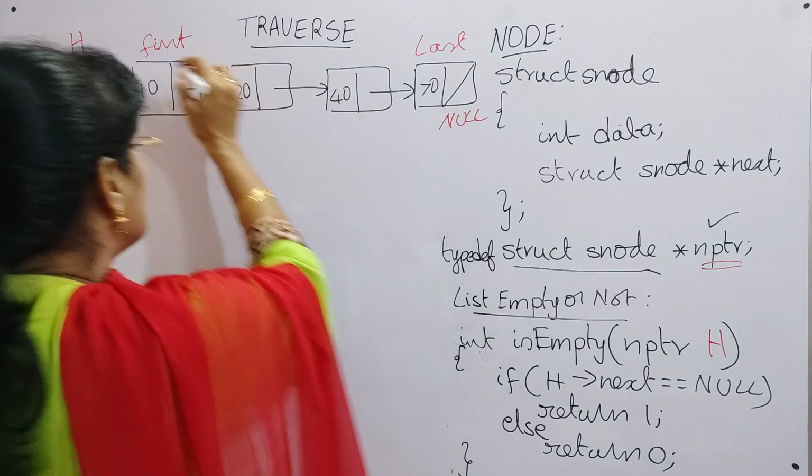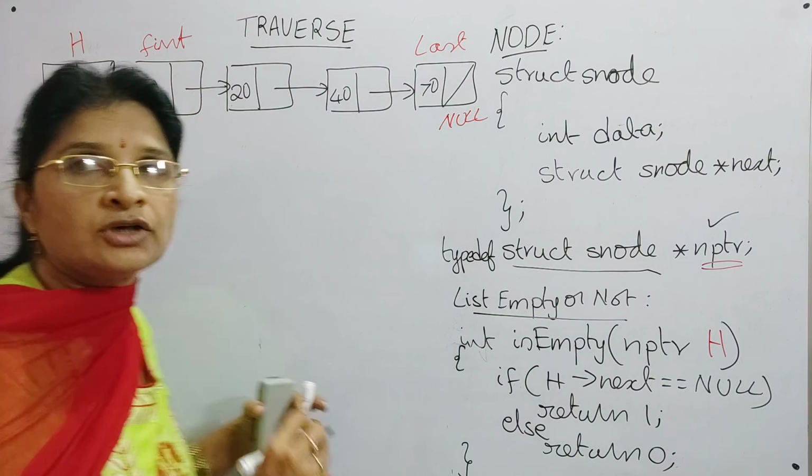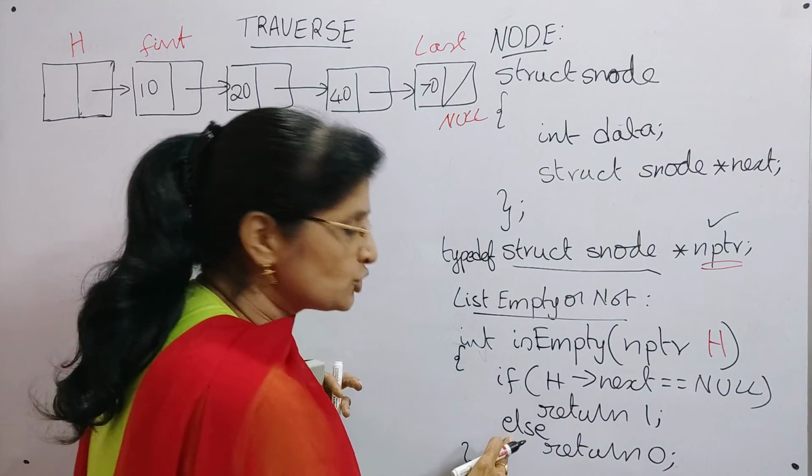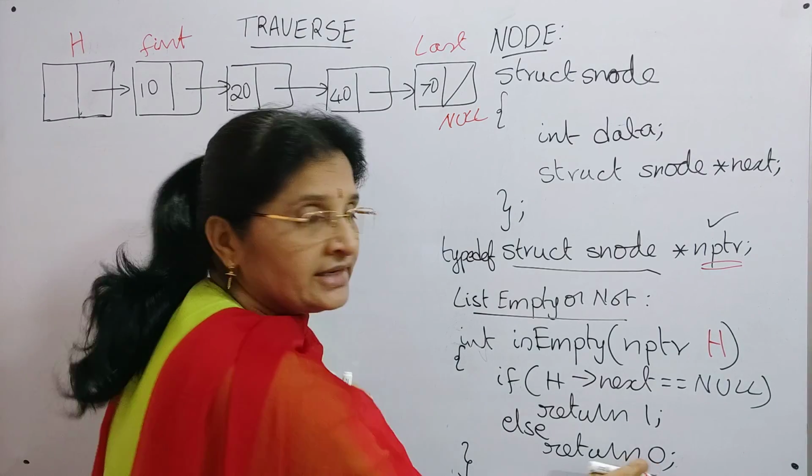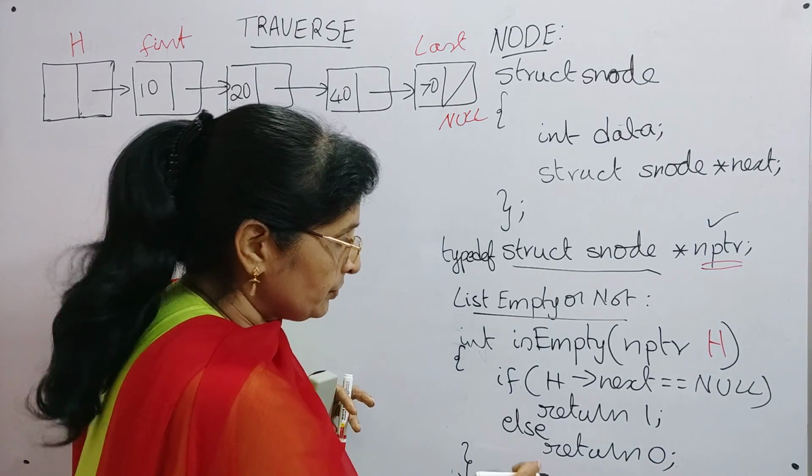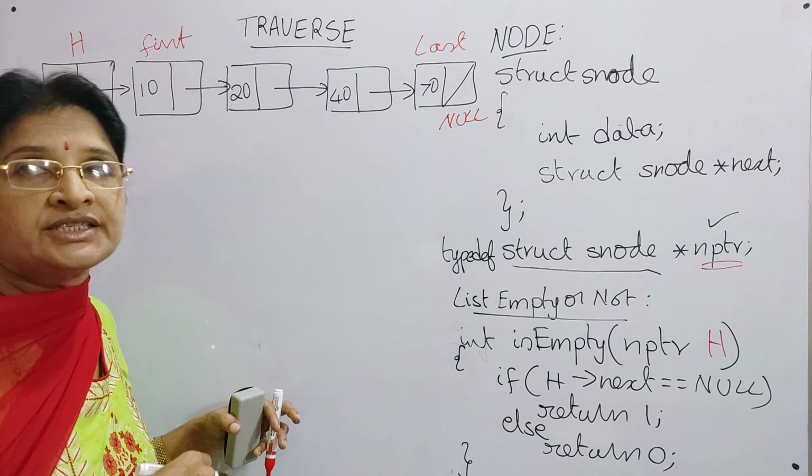It is equal to some address, that is the address of your first node. So that's why it comes to the else part and then it will return 0. So this is how we can write the function to check whether the list is empty.